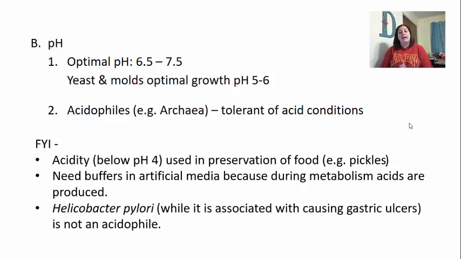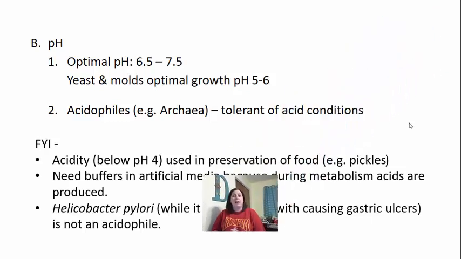Helicobacter pylori is one that is associated with causing gastric ulcers, which are found in the stomach. A lot of times people would think, well, it's found in the stomach and there's lots of stomach acid, therefore it must be an acidophile, and it's not. It likes to gain access into the layer of the mucosa of the stomach, where the mucus helps protect it against the stomach acid. So it's not actually an acidophile. However, it can survive in that acidic condition as long as it can gain access to that mucus layer.